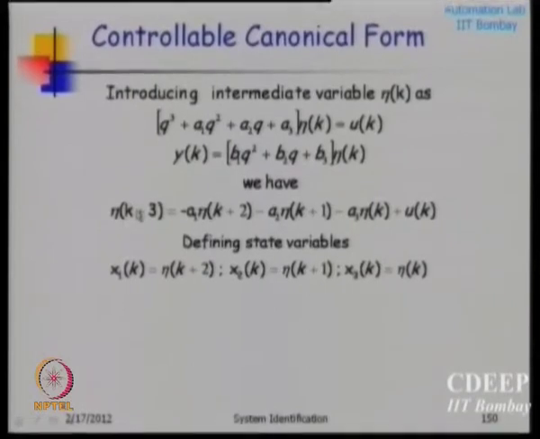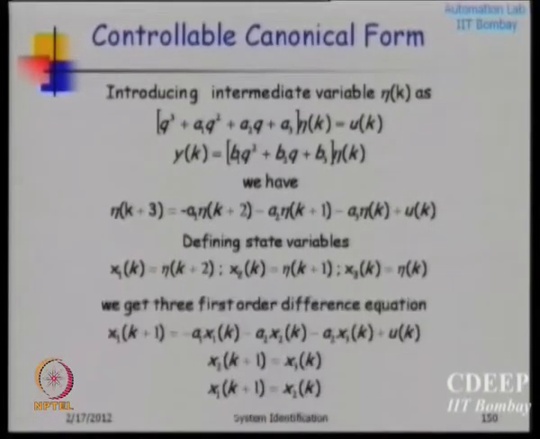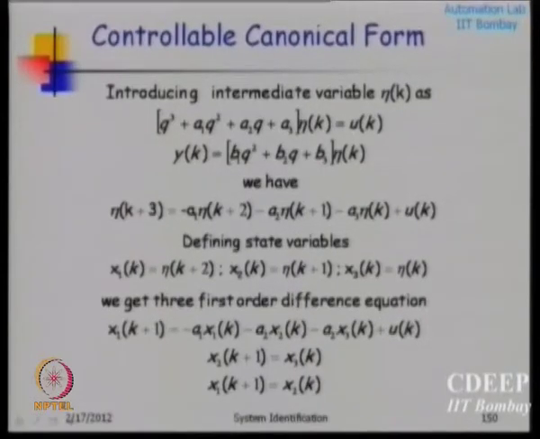Okay, what is this term? x1, yeah, this term: x1 k plus 1 will be eta k plus 3. I am going to use that next. See here, what is done? x1 k plus 1 is nothing but eta k plus 3. So this equation is written in terms of x1, x2 and x3. Now do you see I have converted a third order difference equation into three first order equations. In general, an nth order difference equation can be converted into n first order equations. Is this transformation okay?